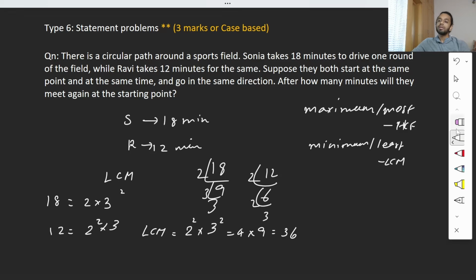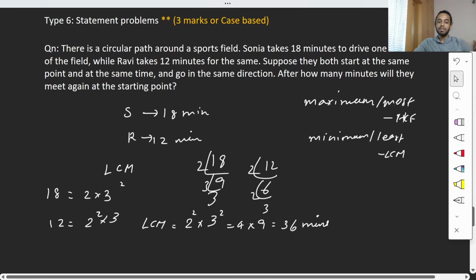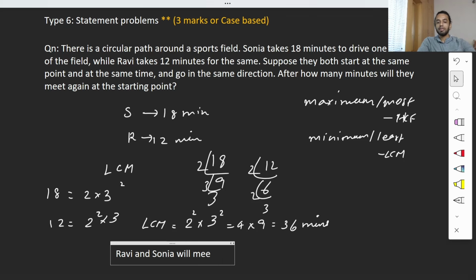So we would conclude by saying that Ravi and Sonia will meet after 36 minutes at the starting point. And for numericals which involve statement sums, we need to conclude by writing it as a statement. So we write, Ravi and Sonia will meet after 36 minutes.